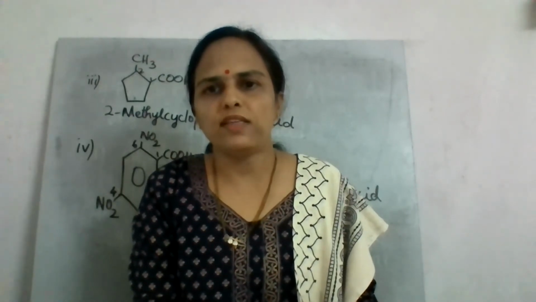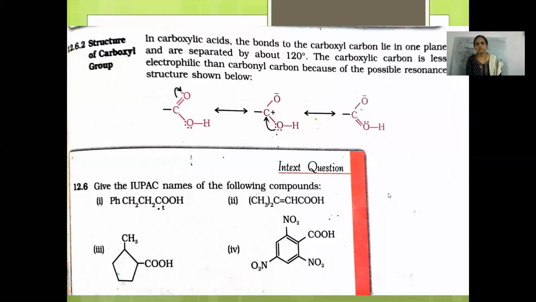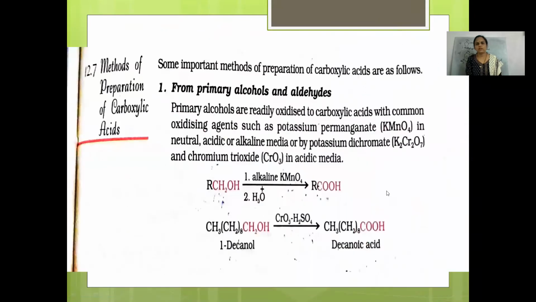The next part we'll see is methods of preparation of carboxylic acids. Some important methods of preparation of carboxylic acids. The first method of preparation is from primary alcohols and aldehydes.